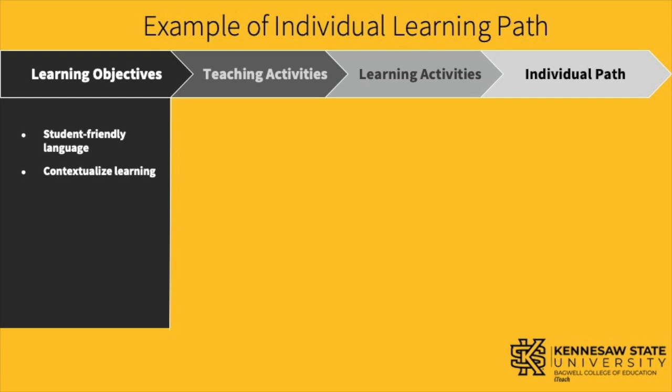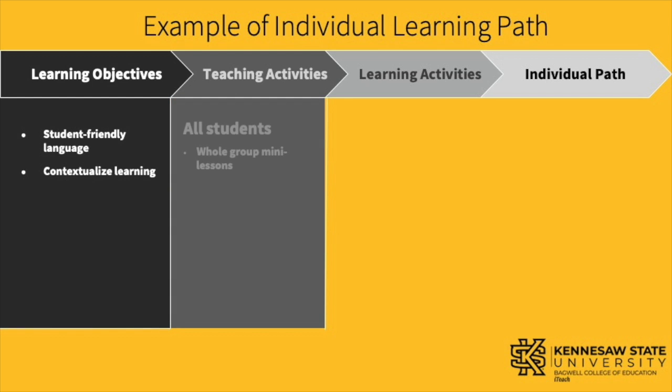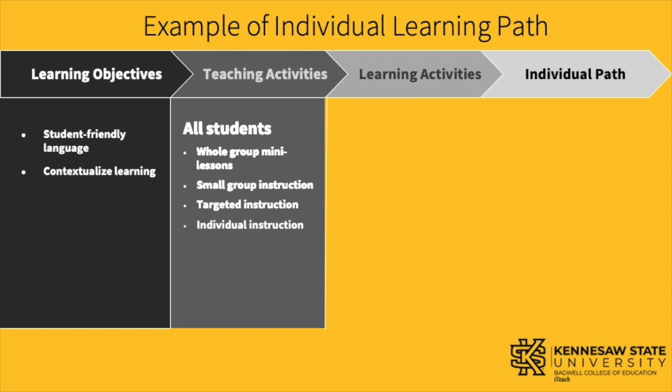Delivering instruction to the students using a variety of teaching activities creates opportunities to personalize learning and provide students with the right amount of support they need to be successful. Examples of learning activities include whole group mini lessons, small group instruction, targeted instruction, individual instruction, and frequent formative assessments. Formative assessments provide data for both the teacher and the student to monitor progress on the learning objectives. In just a minute, we'll discuss how to keep students accountable for their learning.